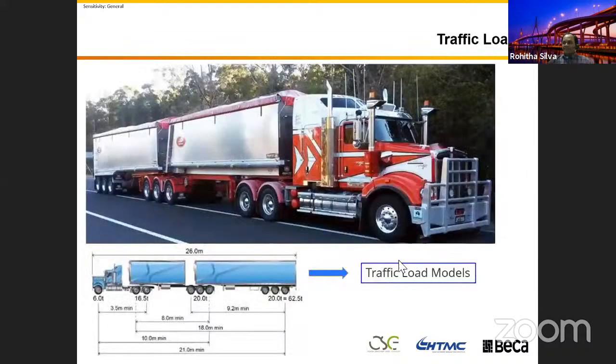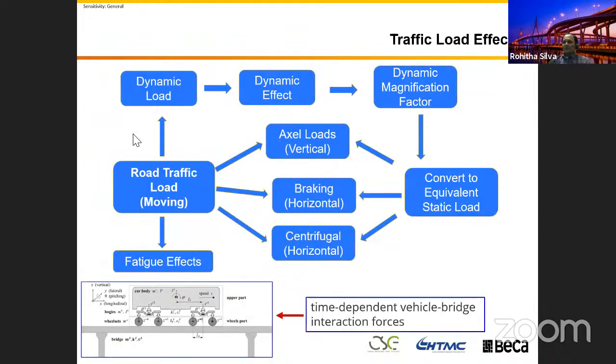This is the traffic load, and I have put this here because it is related to the assignment you're going to work through. When you put a traffic load on the bridge, I will explain it to you later because I took a lot of time now. The traffic load is a moving load, a dynamic moving load.